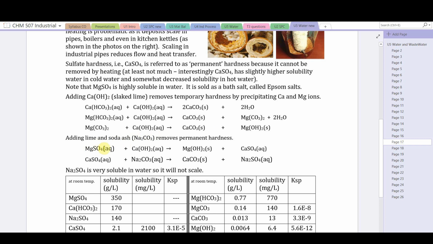So magnesium sulfate, if there's any present, will be precipitated by calcium hydroxide, producing magnesium hydroxide solid and calcium sulfate, which has some solubility. But the calcium sulfate is then precipitated by sodium carbonate, producing insoluble calcium carbonate and very soluble aqueous sodium sulfate. So sodium sulfate would not be considered hardness. It will not come out of solution unless you boiled essentially to dryness. So it's not considered hardness. It's very, very soluble.